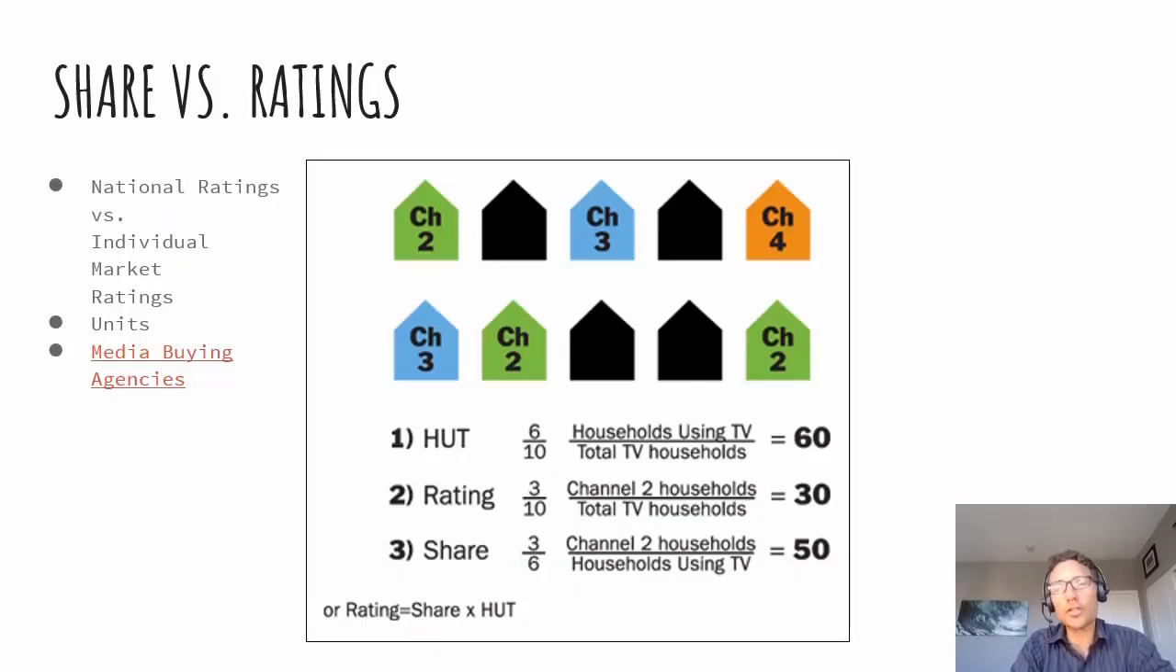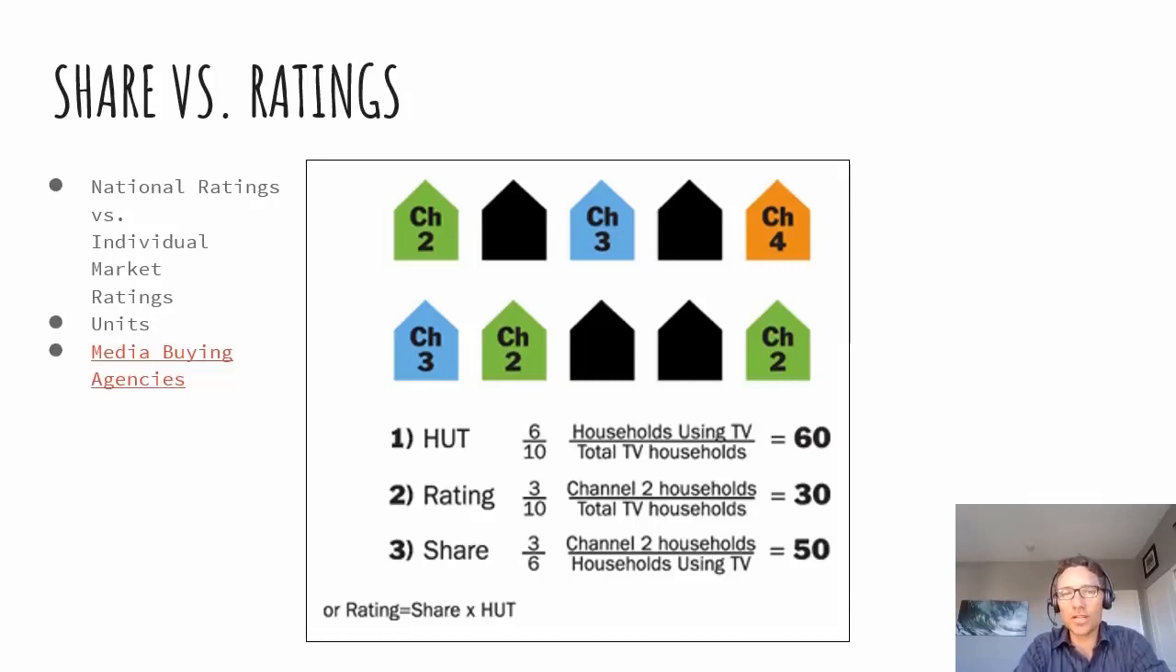So I mentioned the difference between share and ratings in a previous slide, and this graphic is meant to explain it in a little bit greater detail. What you see here in the little house pictograms is that there are 10 houses. And 4 of those 10 houses are black, meaning they're dark, meaning they don't have their TV turned on.